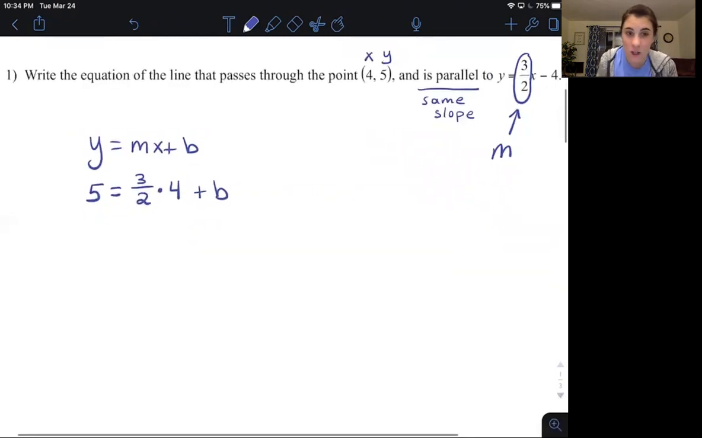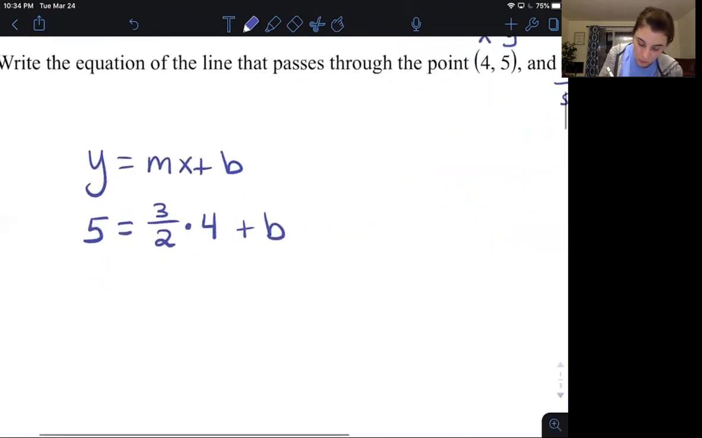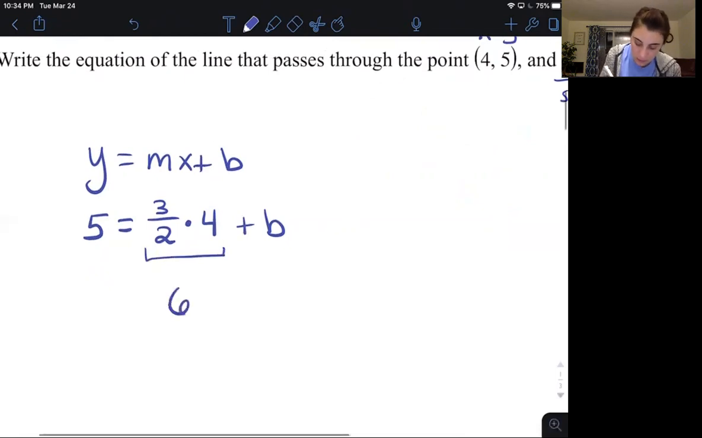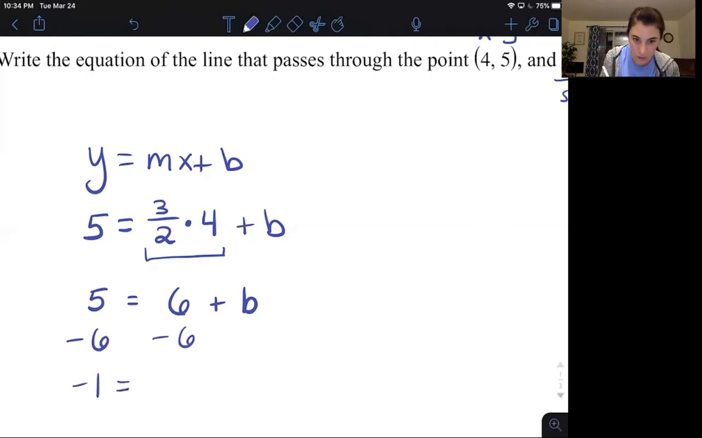And then from here, it should feel exactly like the other problems that you guys have done, where you just multiply this piece together. So 3/2 times 4 ends up being 6. So this is 5 equals 6 plus b. You can use a calculator for that if you need to. And then you are going to minus 6 from both sides, so you get -1.